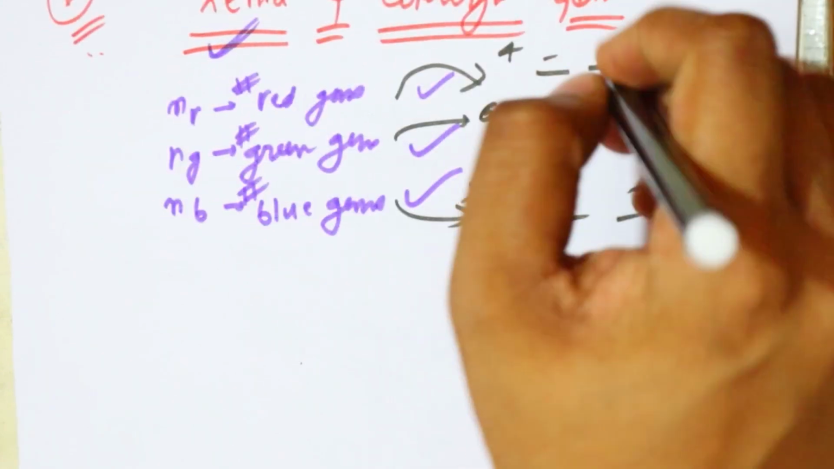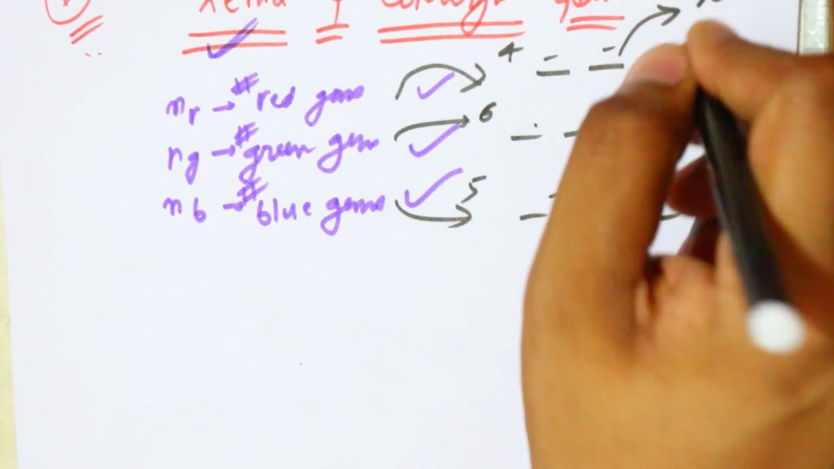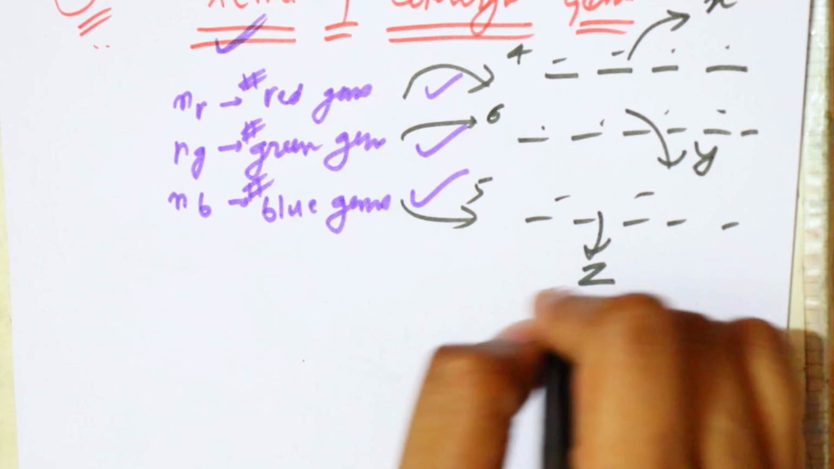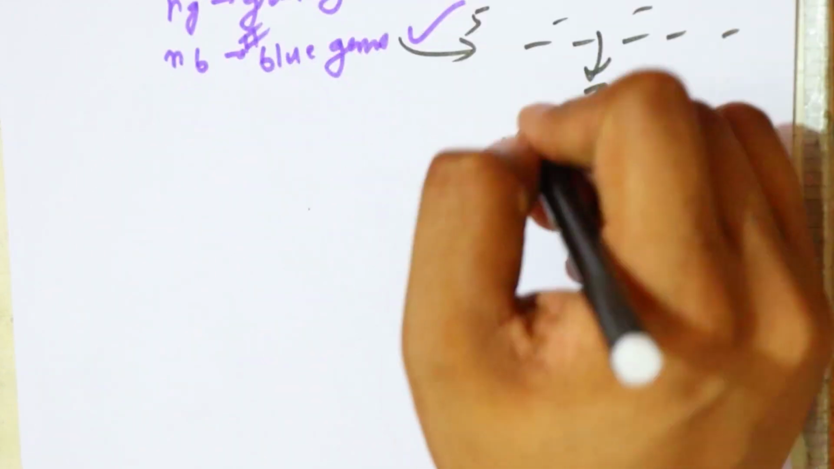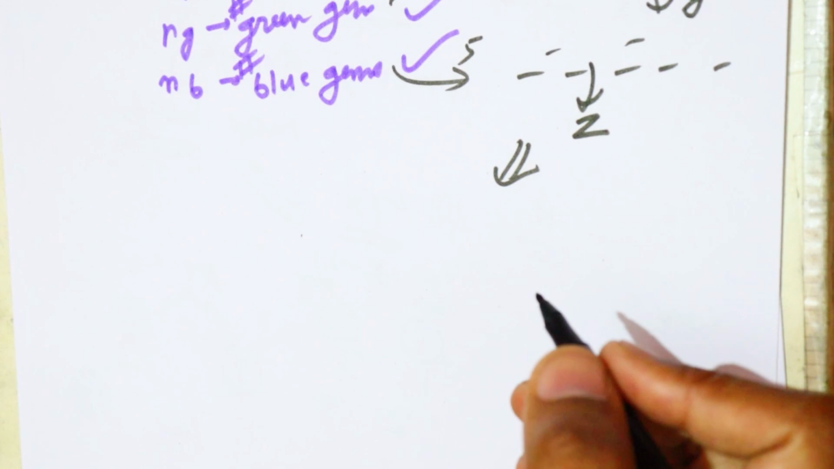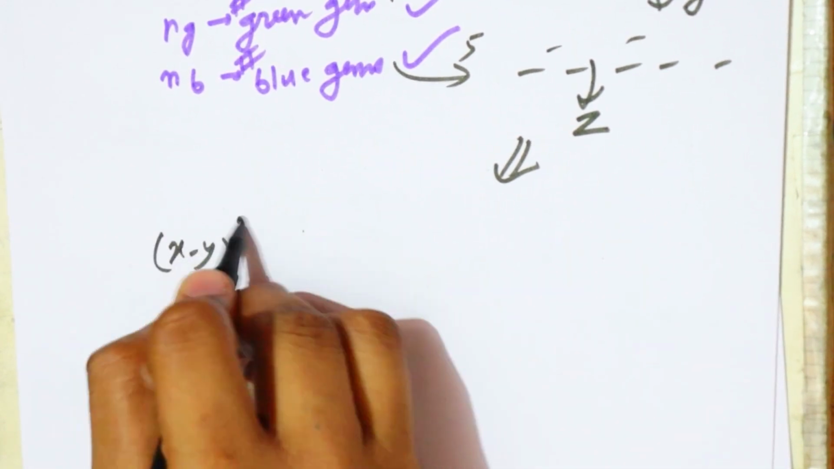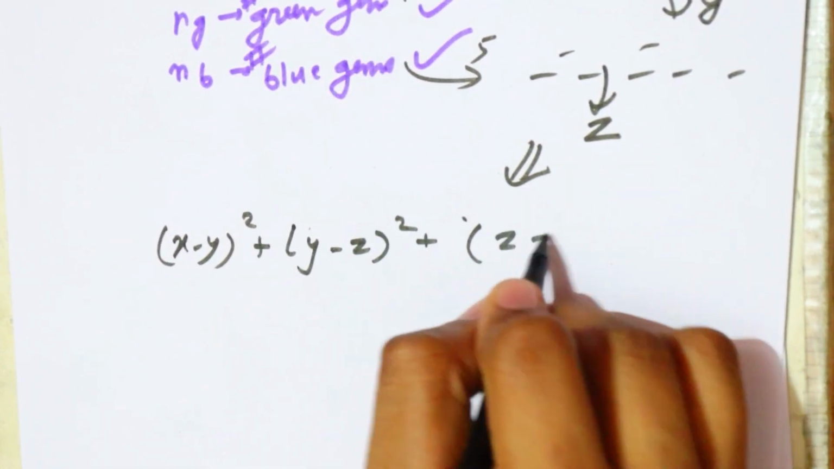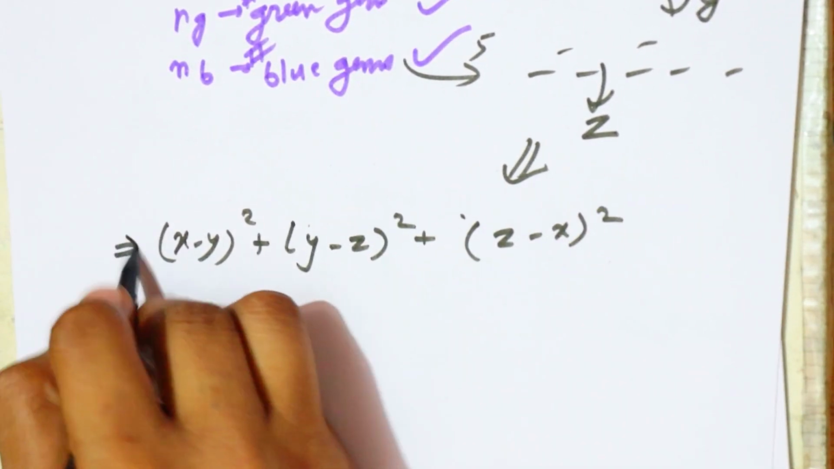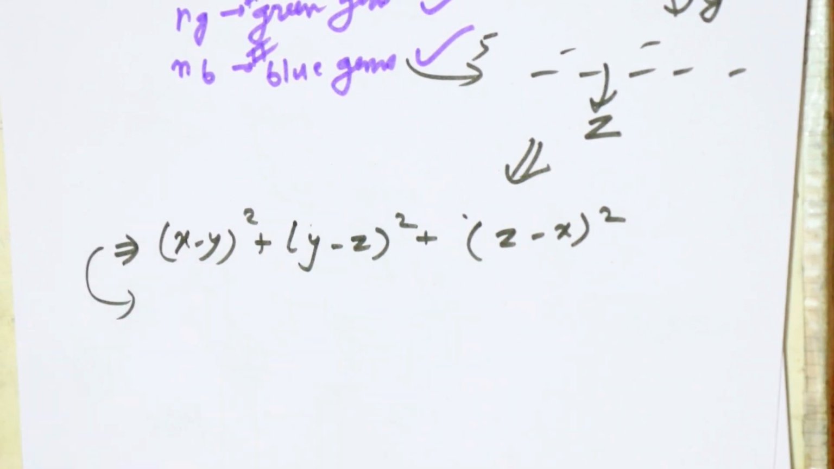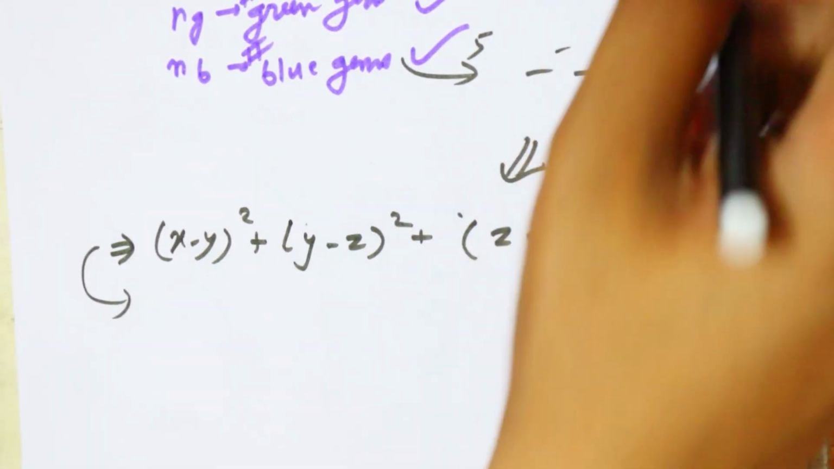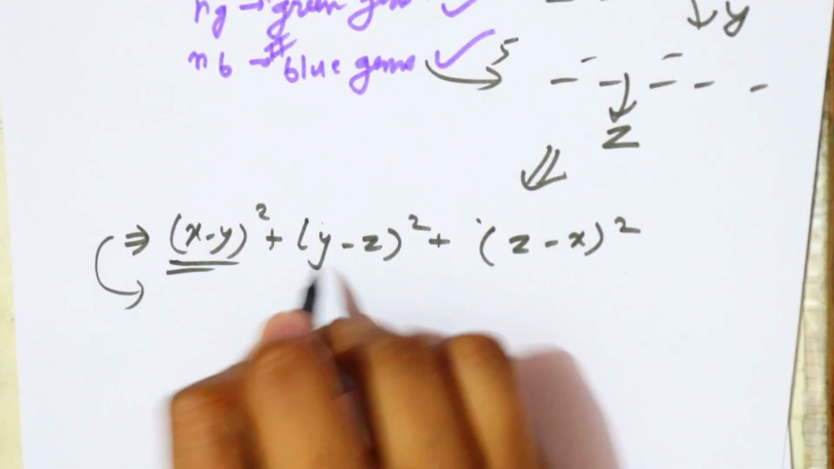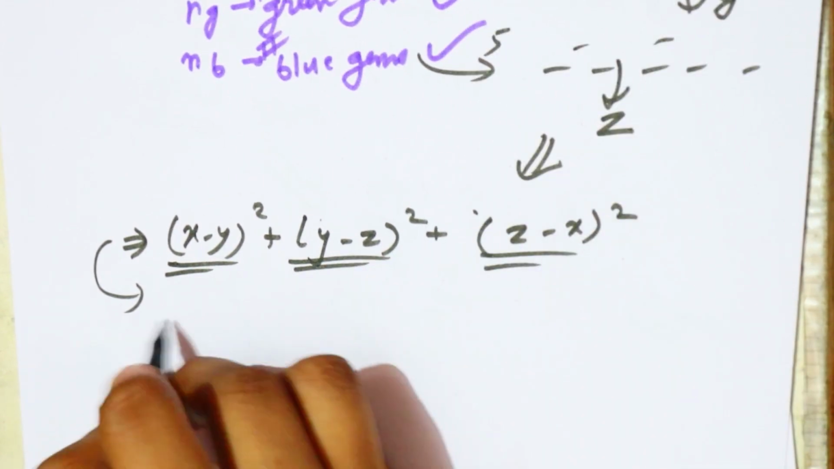We will have one weight X from red, one weight Y from green, and one weight Z from blue, so that what we need is (X minus Y) whole square plus (Y minus Z) whole square plus (Z minus X) whole square to be minimized. Actually we want to choose X, Y and Z so that this equation is minimized.